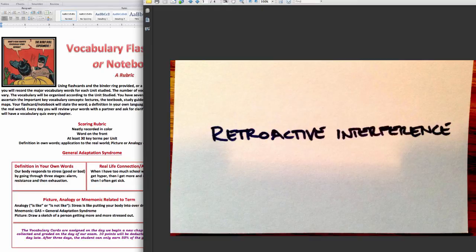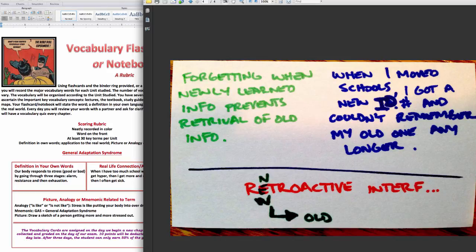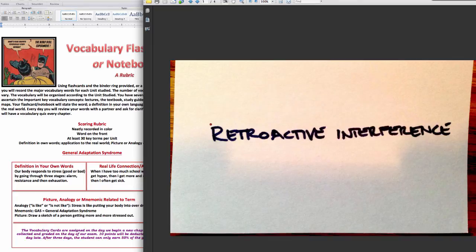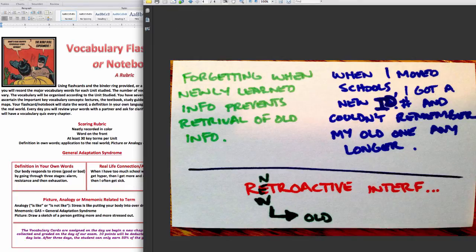Next one I did was retroactive interference. Both of these are terms we're going to come across in the first unit, Unit 7A. Retroactive interference: forgetting when newly learned info prevents retrieval of old info. When newly learned information prevents retrieval of old information. So that's my definition in my own words.